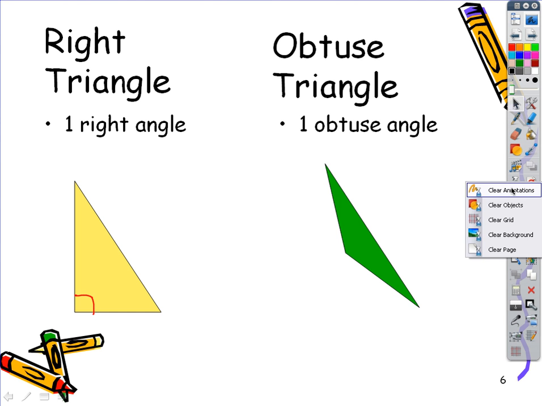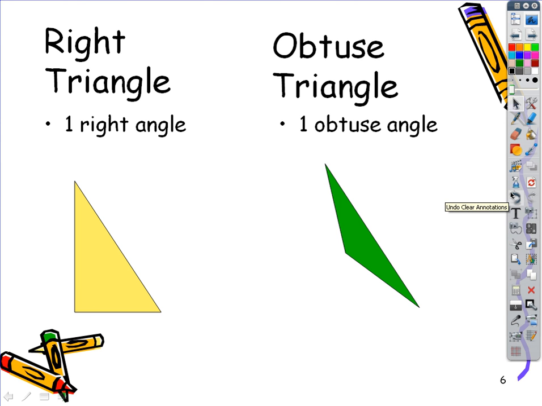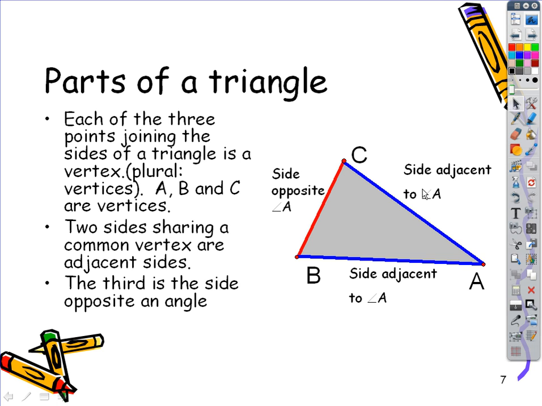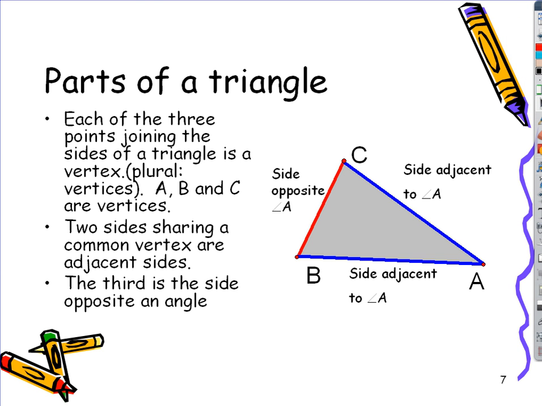All right, so you've talked about this stuff before, I'm assuming, right? This is going to be reviewed a little bit. Good. Okay, the parts of a triangle. What's the anatomy of a triangle here?